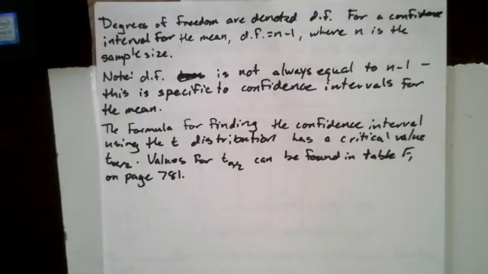Degrees of freedom are denoted df. For a confidence interval for the mean, df equals n minus 1, where n is the sample size. Note, df is not always equal to n minus 1. This is specific to confidence intervals for the mean. The formula for finding the confidence interval using the t distribution has a critical value, t sub alpha over 2. Values for t sub alpha over 2 can be found in Table F on page 781.